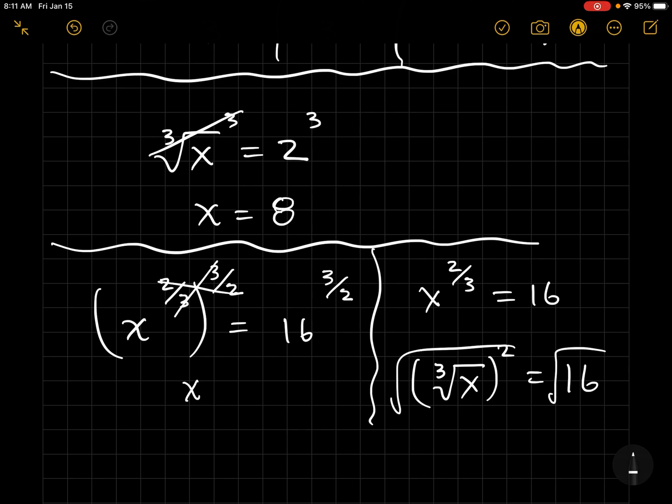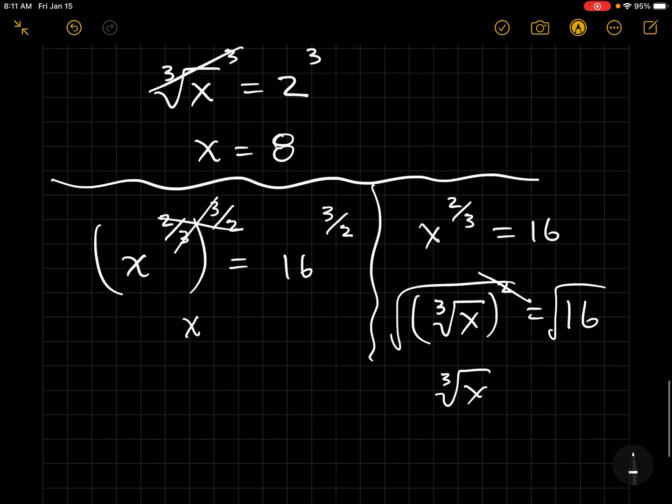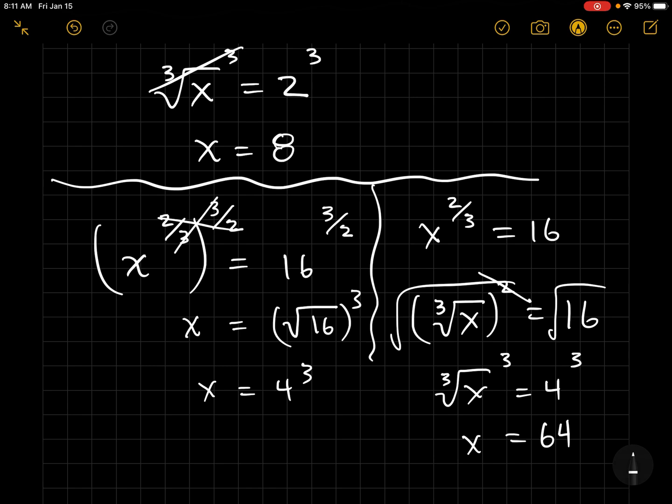So I would start off doing the square root and then the cube root of x, and that would be 4, and then cube both sides. I'm just a little more comfortable with the radical notation. But notice here, it works just the same. You can take the square root of 16 and cube it, and you're going to notice that it works out just the same.